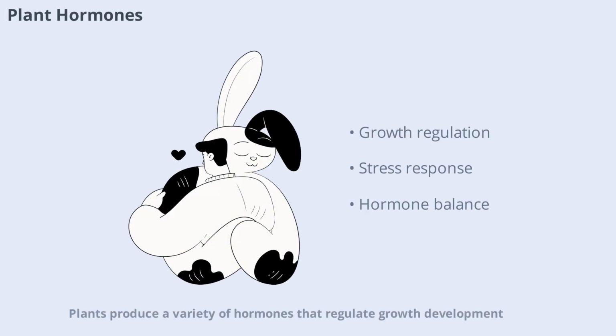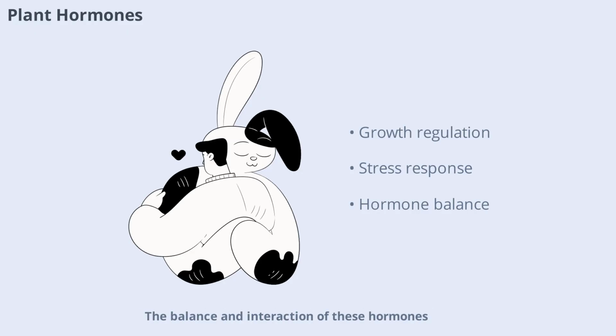Plants produce a variety of hormones that regulate growth, development, and responses to stress. These chemical messengers include auxins, gibberellins, cytokinins, abscisic acid, and ethylene. Each hormone has specific roles, from stimulating cell elongation to triggering fruit ripening or helping plants cope with drought. The balance and interaction of these hormones shape every stage of a plant's life.